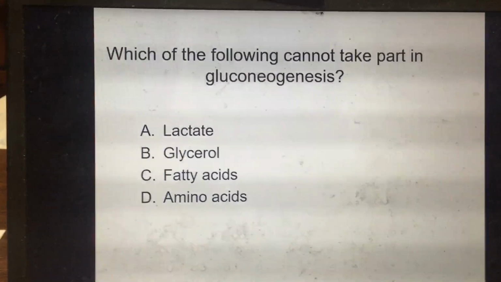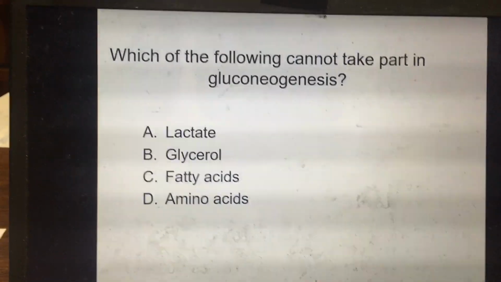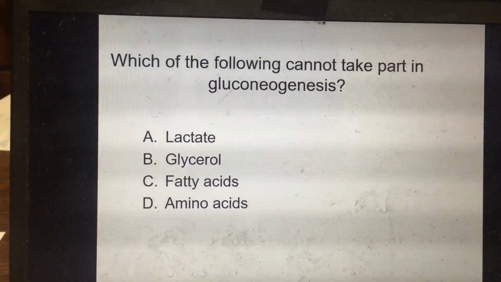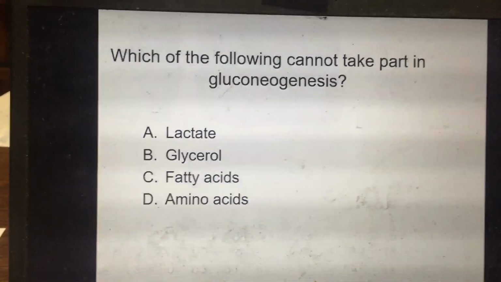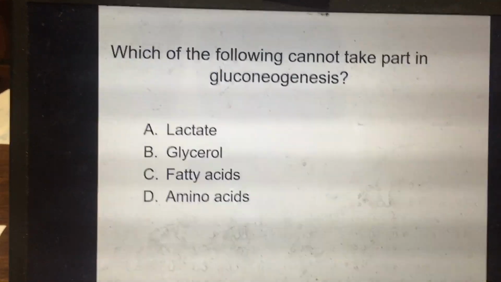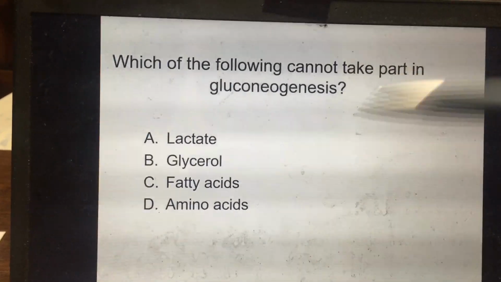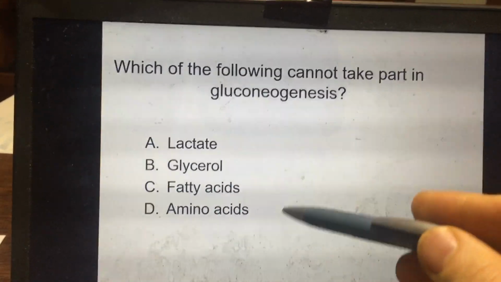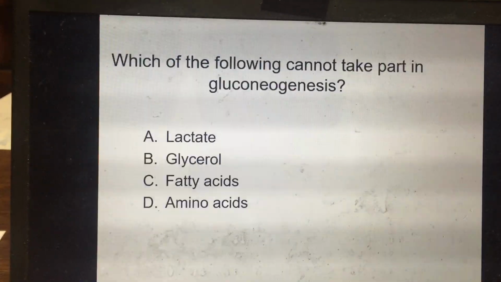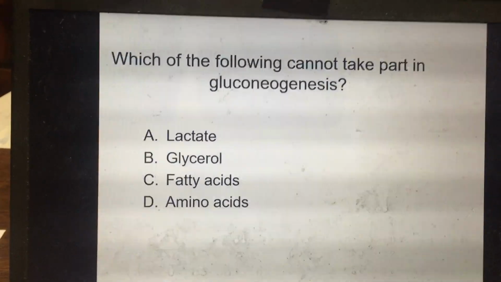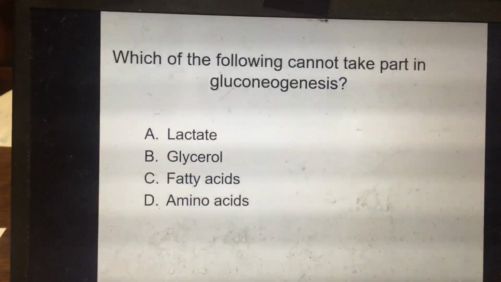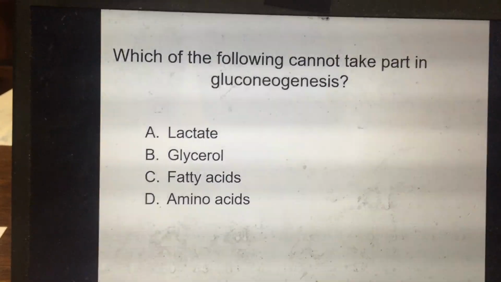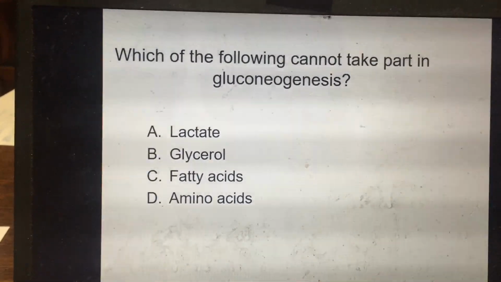Which of the following cannot take part in gluconeogenesis? Your options here are lactate, glycerol, fatty acids, and amino acids. The correct answer here is C, fatty acids. Lactate, glycerol, and amino acids can all go to the liver during exercise and be converted into glucose. Then that glucose can be used to replenish your blood glucose stores and provide your muscle with glucose for energy.